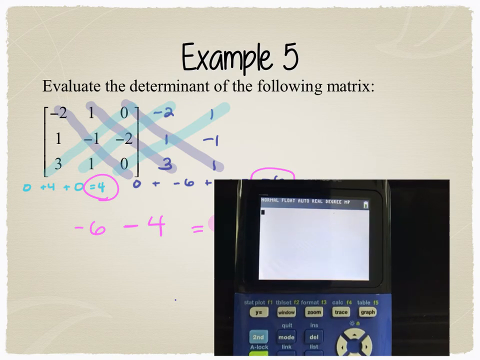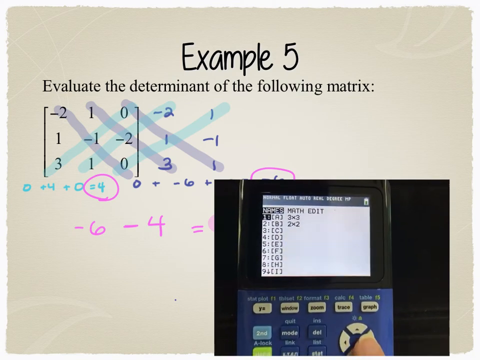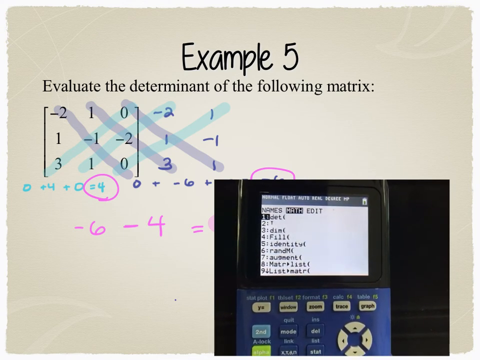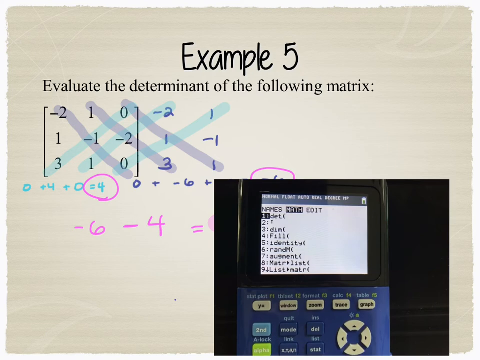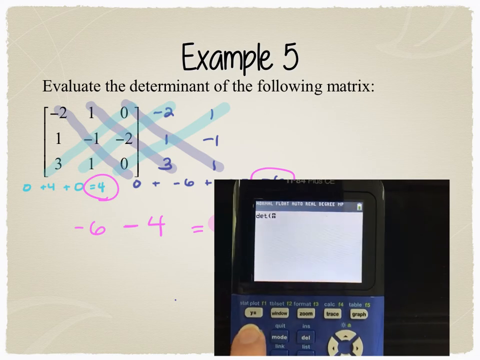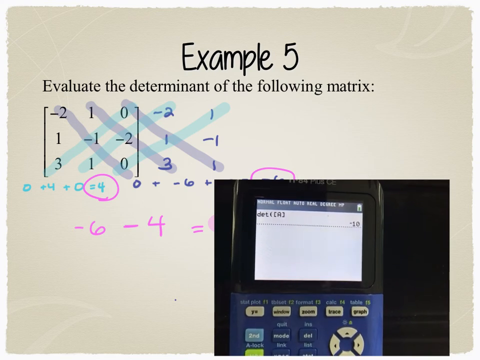And I'm going back to that matrix menu. Second, matrix, and this time I'm going to math. What's the very first thing you see? Det, which is determinant. You hit that. We want to find the determinant of matrix A. Second, matrix, now we go to the names one. A, enter, and there's your determinant.